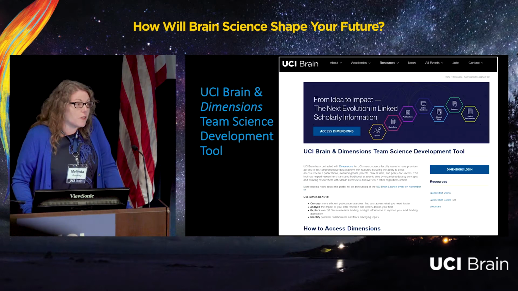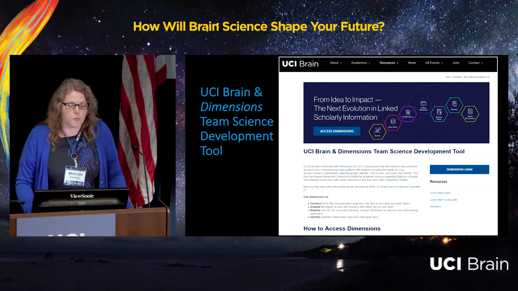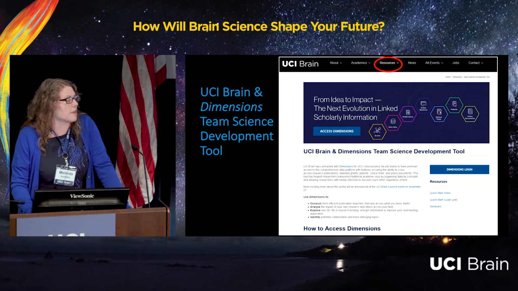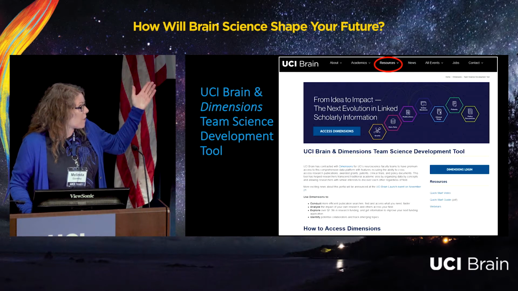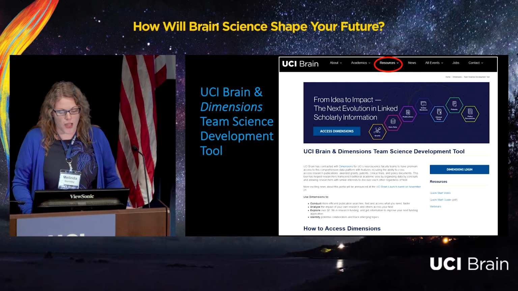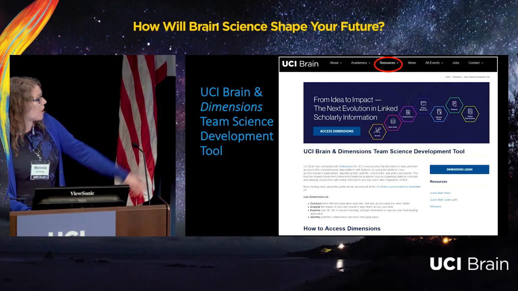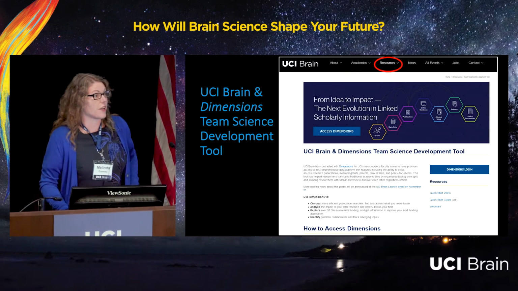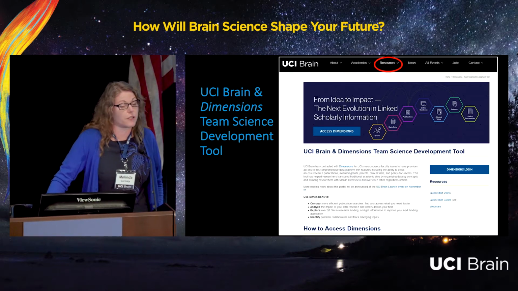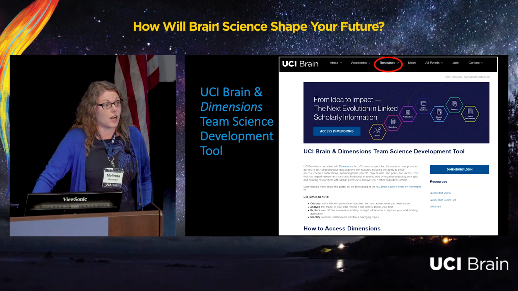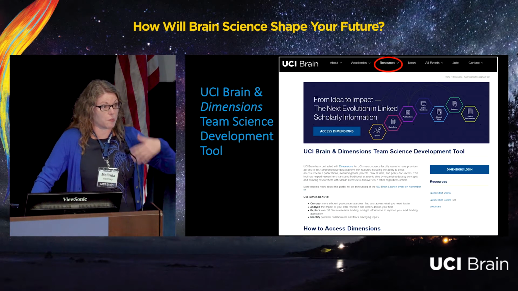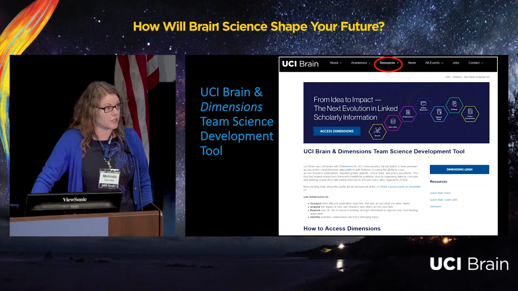How? If you go to the UCI Brain website and you push on the resources tab at the top, the first thing underneath that is Dimensions, and it'll bring up this page. And as you'll see at the bottom of this screenshot, how to access Dimensions is there. If you ask UCI Brain for access, you will within one business day most likely have a response in order to help you with that, to get into there.